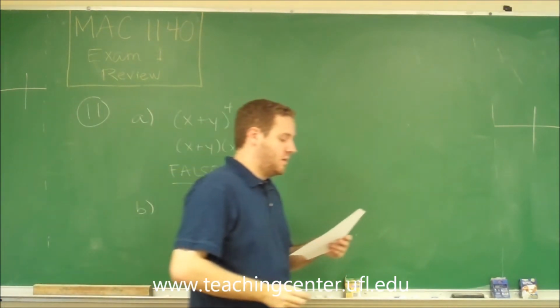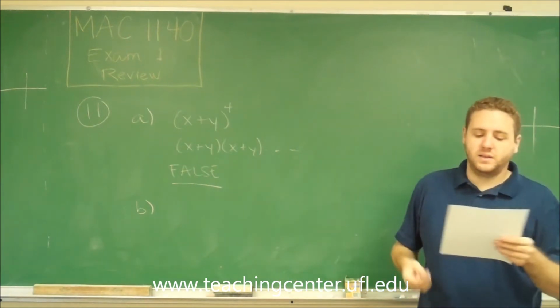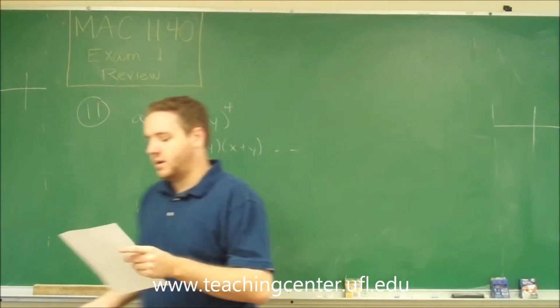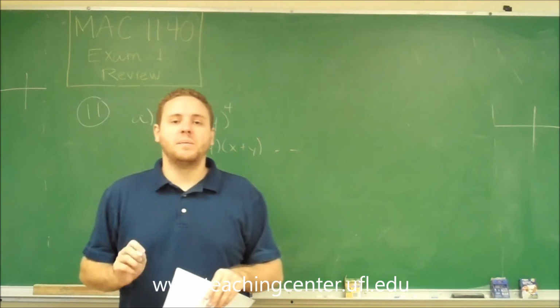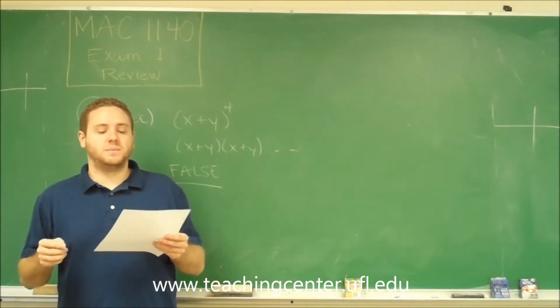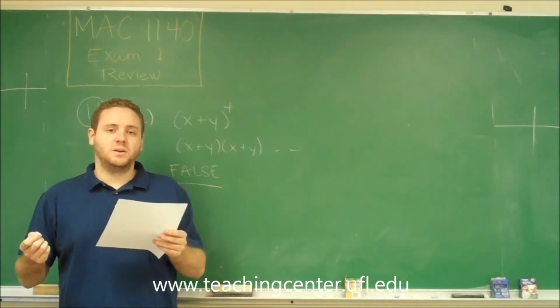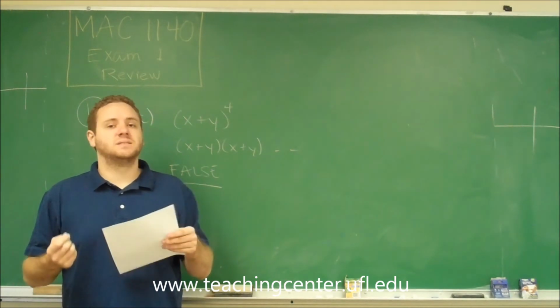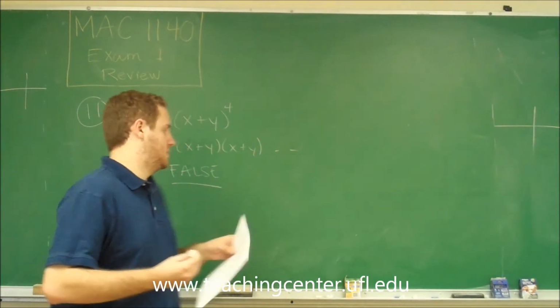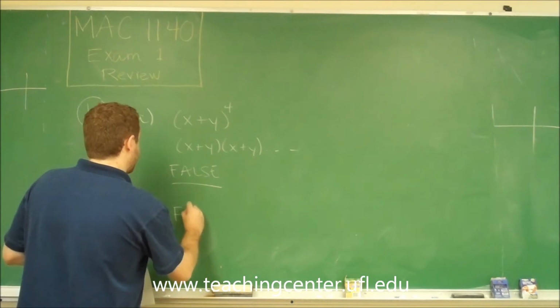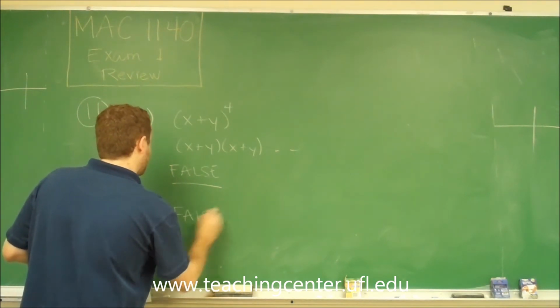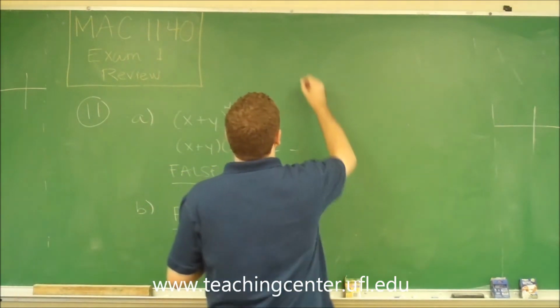Okay, letter B. 1 over x plus 1 over y equals 2 over x plus y. Okay, this is definitely not true either. Remember that when you add fractions, you have to get a common denominator. The common denominator of x and y is x times y. You can't just add the numerators and denominators together. So B, false also.